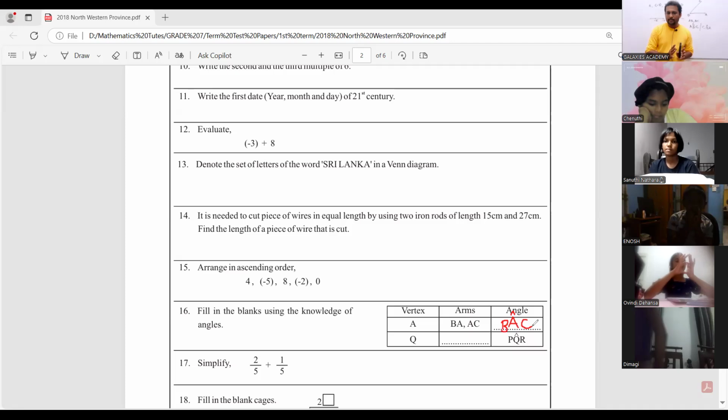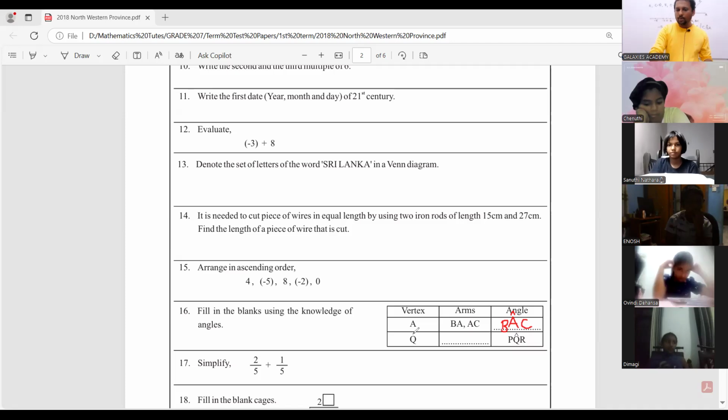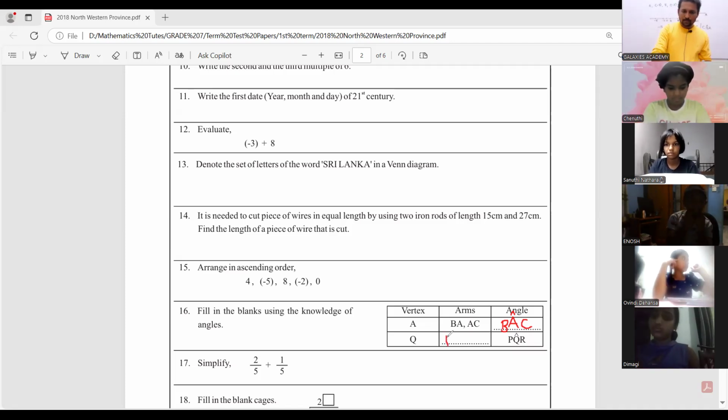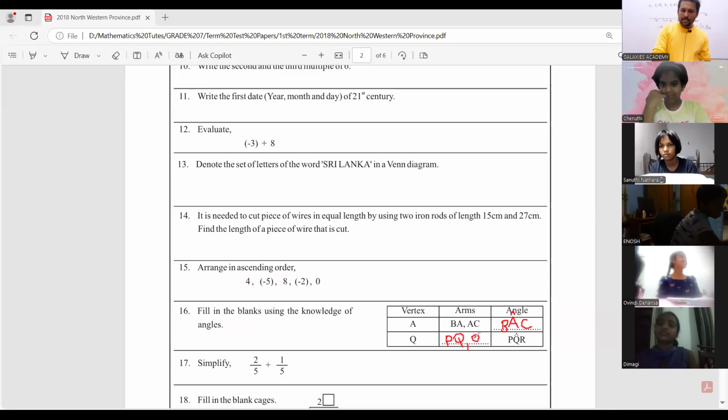Both are correct. Then the next one, vertex given Q, angle name given PQR. So how can you write the arms? PQ and QR. Right, they are the two answers for these two blanks. It is question number 16.